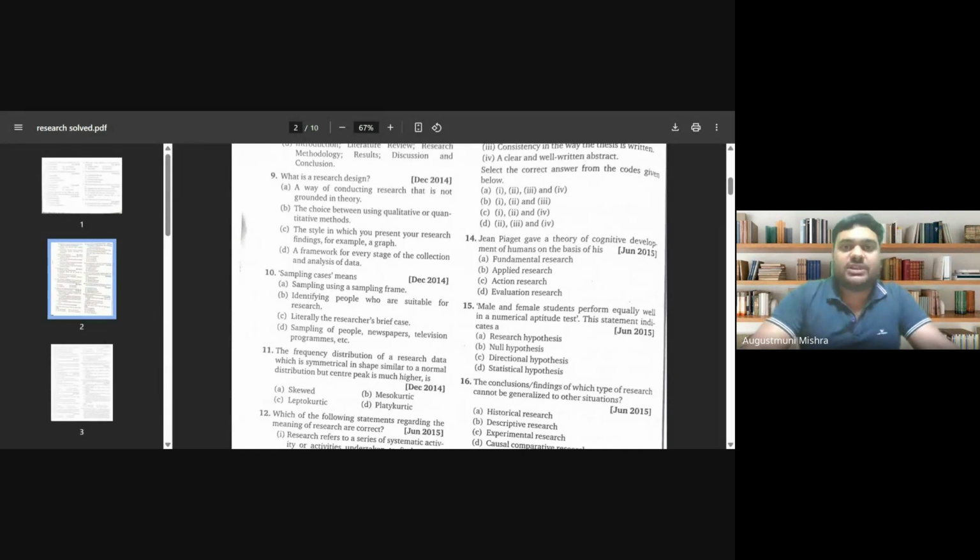Now, for the 9th question, what is a research design? Okay, D. That is 100% correct. That research design answer is D, framework for every stage of the collection and the analysis of data.